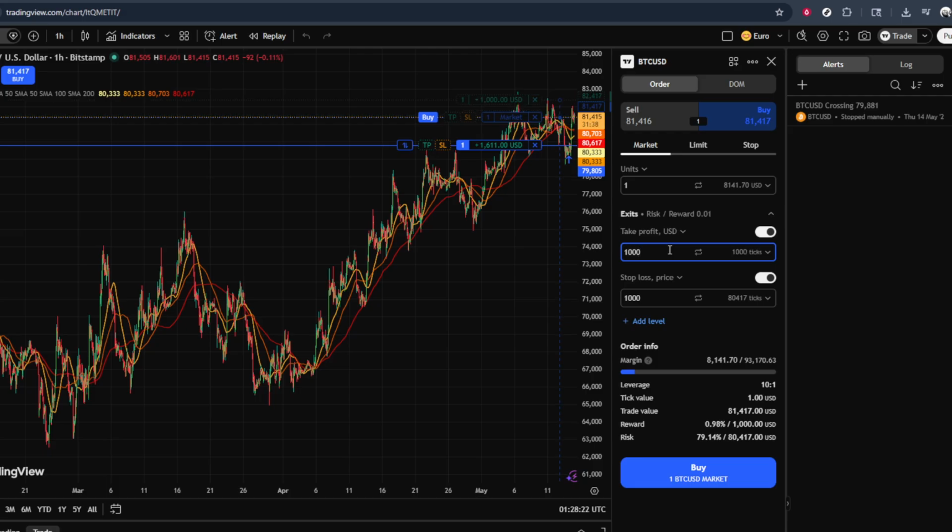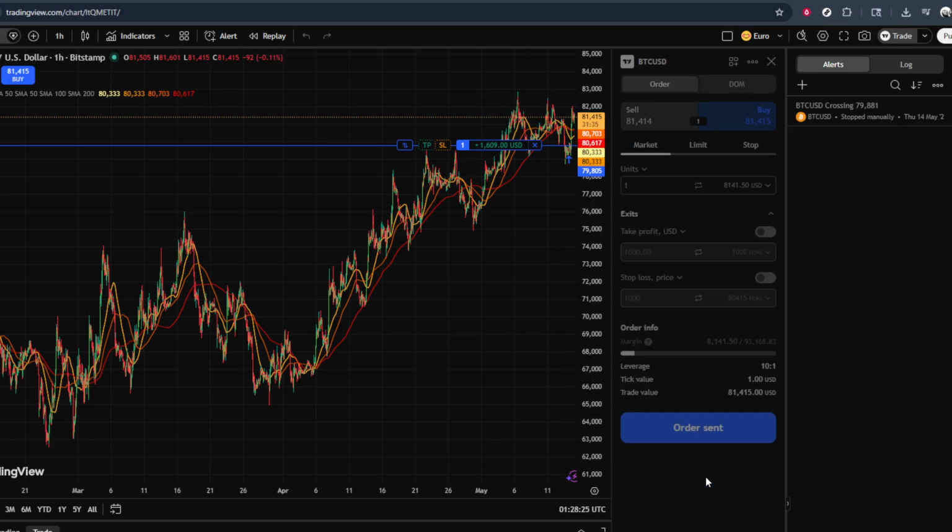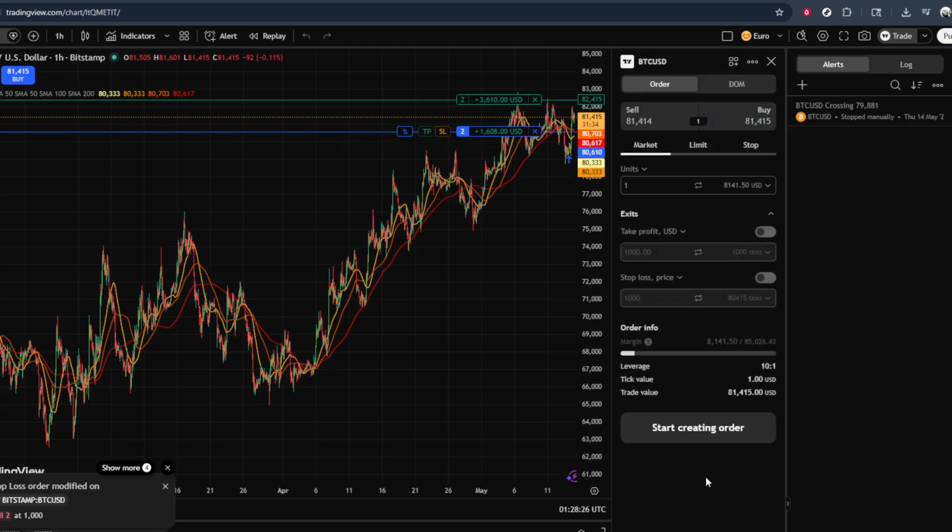As you type in these prices, you'll usually see horizontal lines on the chart updating in real time, showing exactly where those levels are relative to the current market price. Take a moment to double check that your take profit is on the side of the trade where you'd make money, and your stop loss is on the side where you'd limit risk. Once everything looks correct, you can proceed with placing your order, knowing that both your stop loss and take profit are already built in.